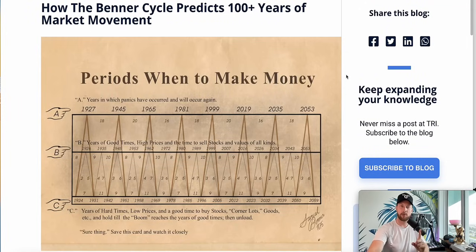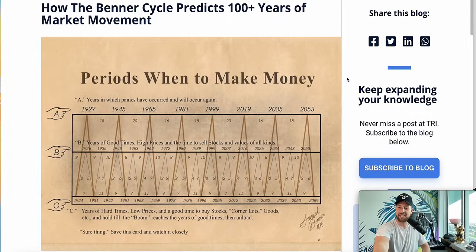Well, in my next video, what I'm going to talk about is how the Benner cycle predicts 100+ years of market movement and showing years in which panics have occurred and will occur again, years of good times, high prices, and the time to sell stocks, crypto, and the value of all kinds, and also years of hard times, low prices, and the good time to buy crypto, buy stocks, buy precious metals, buy real estate, and hold until the boom reaches the year of good times, then unload your bags, and go camping on the beaches of the moon. So we're going to be talking about that in the next video.